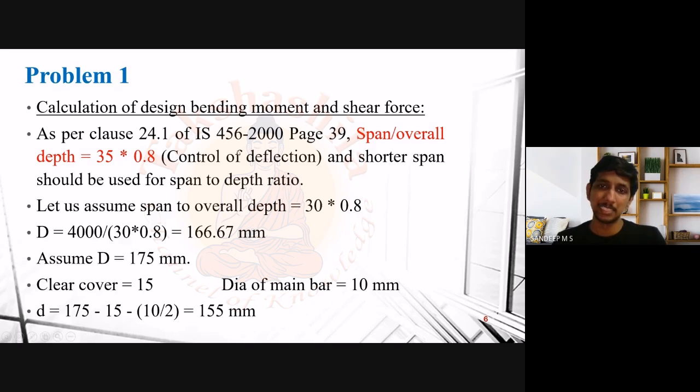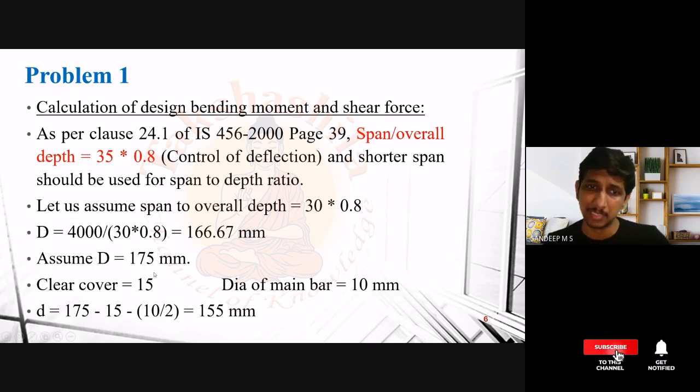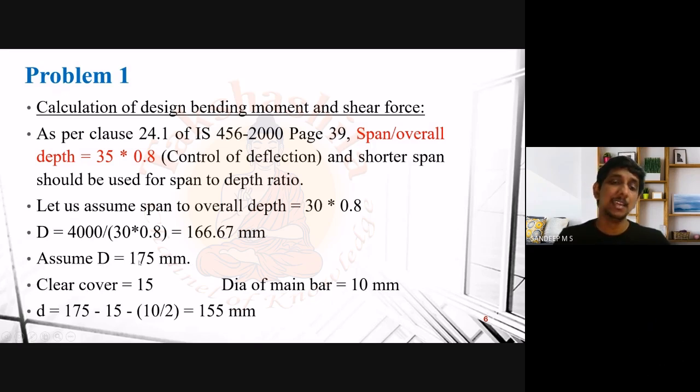So please don't relate these two things. That is the notes given, the things given in the note, and this multiplication with respect to 0.8. They are just making some assumption. That's all. Or for the sake of easiness, what you can do is that you just directly assume that the overall depth is 175 millimeters. You just neglect these two statements. Okay, and just assume that the overall depth is 175.